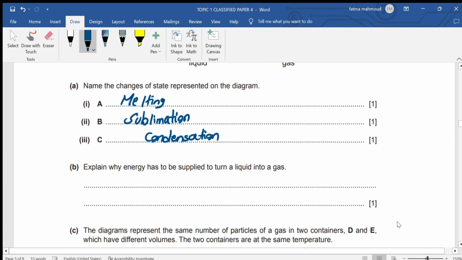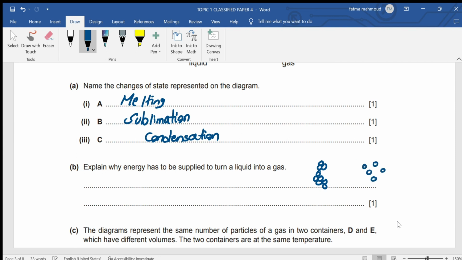Explain why energy has to be supplied to turn a liquid into a gas. So if we have a liquid, to turn the liquid into a gas, why do we need energy? Because energy is needed to overcome or break the attraction forces.